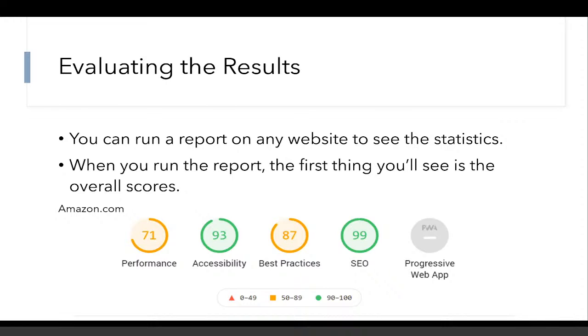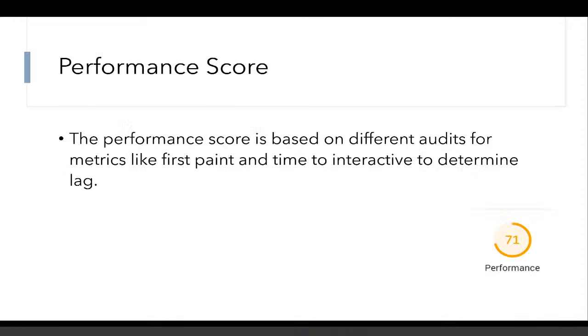So let's talk about each of these scores, just kind of the overview of what each of these scores represent, and then we'll go back and we will analyze them for both clevelandcc.edu and the Amazon.com one as well. So our performance score is going to be based on different audits and metrics for determining lag. It's basically looking at the things that are important to the speed in which our site loads.